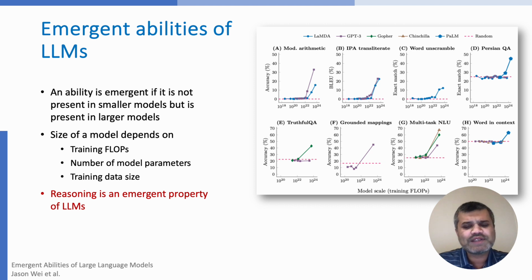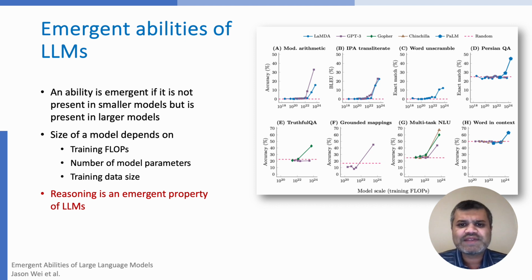reasoning is one of what is called emergent property of foundation models or large language models. Emergent properties are properties that are present only in large models, but they don't appear in smaller models. So there is a threshold beyond which the emergent properties start to appear suddenly. And they are not only dependent on the size of the model, but they depend on, for example, training flops, model parameters, and training data size and quality, of course, also.